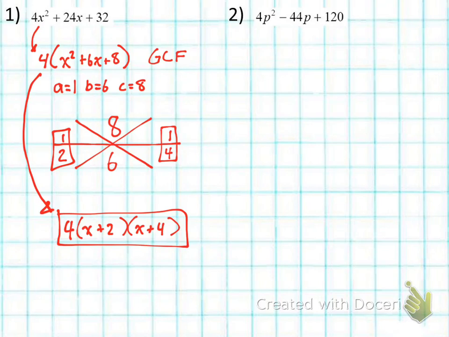I'll do it one more time. Number 2, we have 4p squared minus 44p plus 120. So, first thing I want to do is I want to see if I could factor out a GCF. I could factor out a 4. So again, I'm going to factor out a 4. We got 4p squared. It's going to be p squared minus 11p plus 30. Okay. Then I'm going to do an Xbox. Attempt to do it on the inside here.